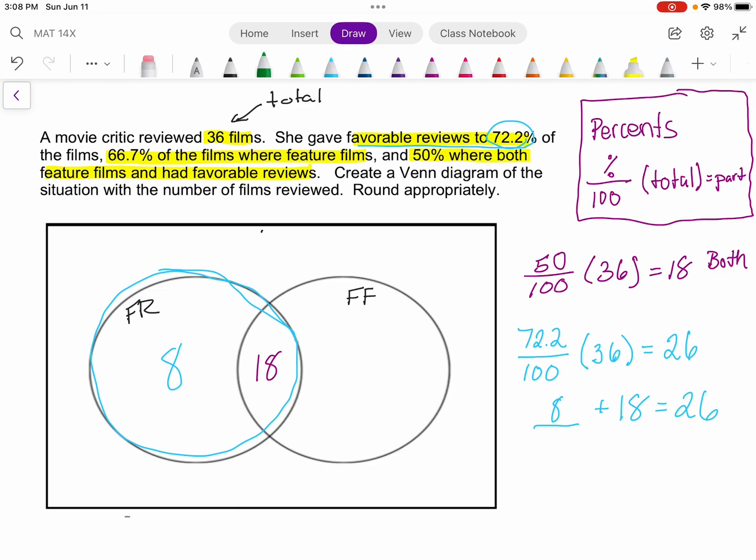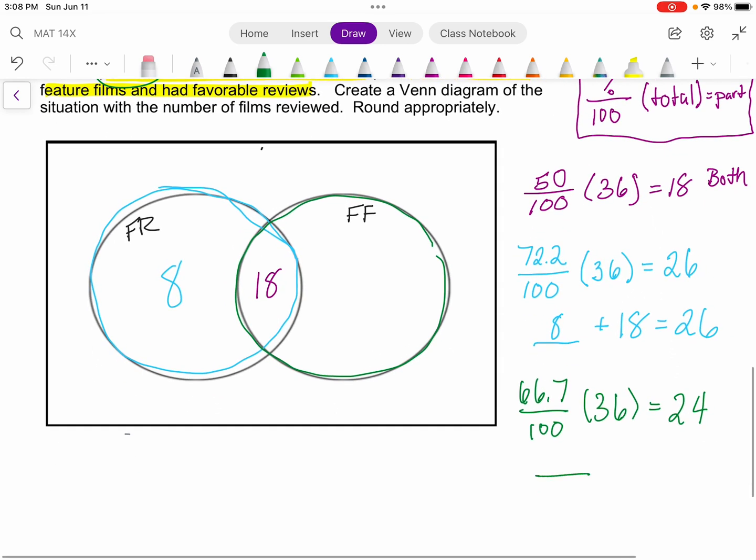Okay, and then feature films is our other circle over here, and we have 66.7%. So 66.7 out of 100, times 36, and that ended up being around 24 films. And just like before, some unknown plus 18 should come out to that total of 24 in the circle, and that would end up being 6.